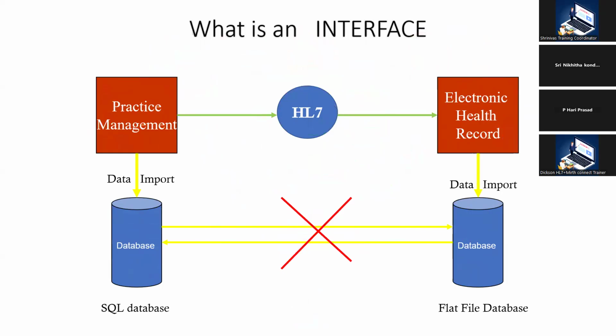Okay, so now let us see what an interface is. An interface is nothing but a bridge or a tunnel which helps you exchange data between two different applications. And HL7 is the messaging protocol or messaging standard that we are going to send from one system to the other through this interface. It doesn't matter what kind of database you are using, because you are not pulling the data from the database. You're not working at the database level, but at an application level. What is that application level? We will understand in the upcoming slide.